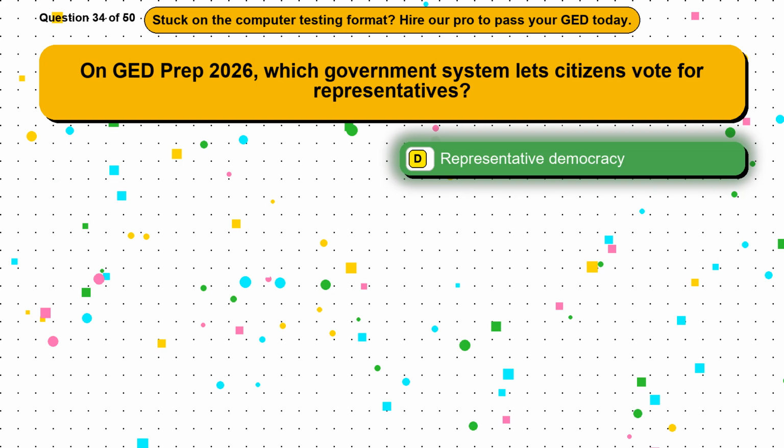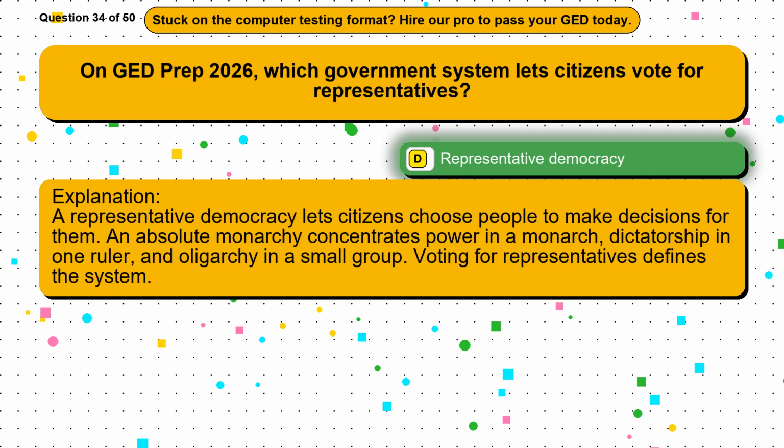The correct answer is option D. Representative democracy. A representative democracy lets citizens choose people to make decisions for them. An absolute monarchy concentrates power in a monarch, dictatorship in one ruler, and oligarchy in a small group. Voting for representatives defines the system.